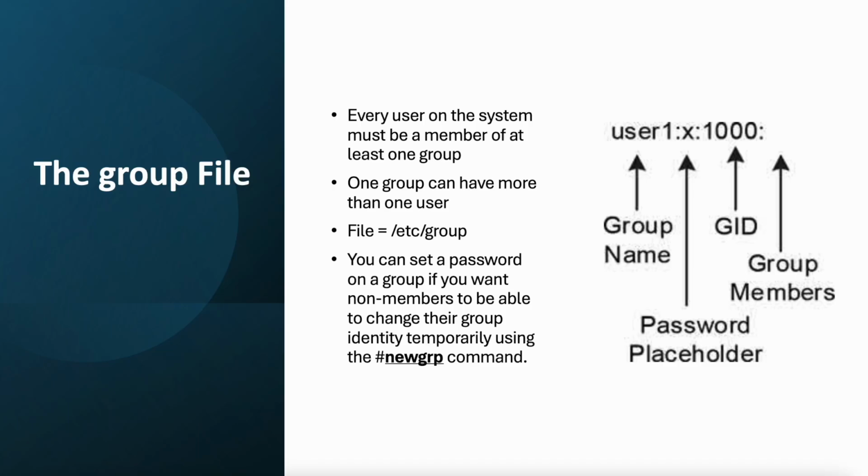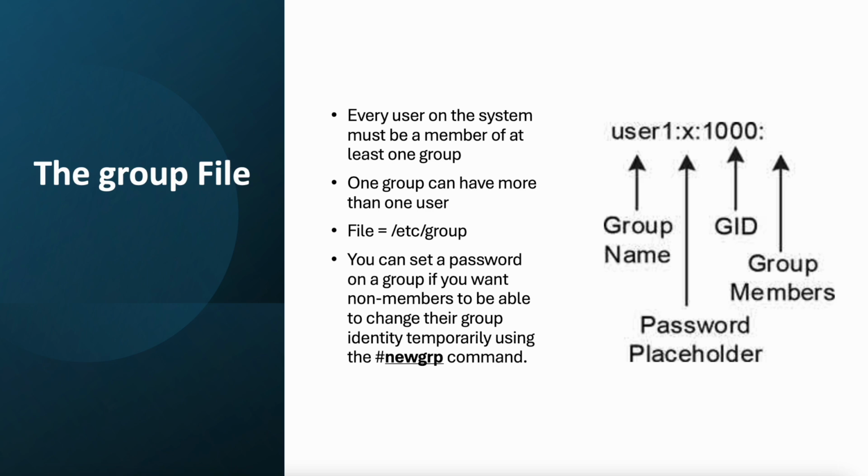Next is the group file. Every user on the system must be a member of at least one group. One group can have more than one user. The file location is /etc/group. You can set a password on the group if you want non-members to be able to change their group identity temporarily using the newgrp command.